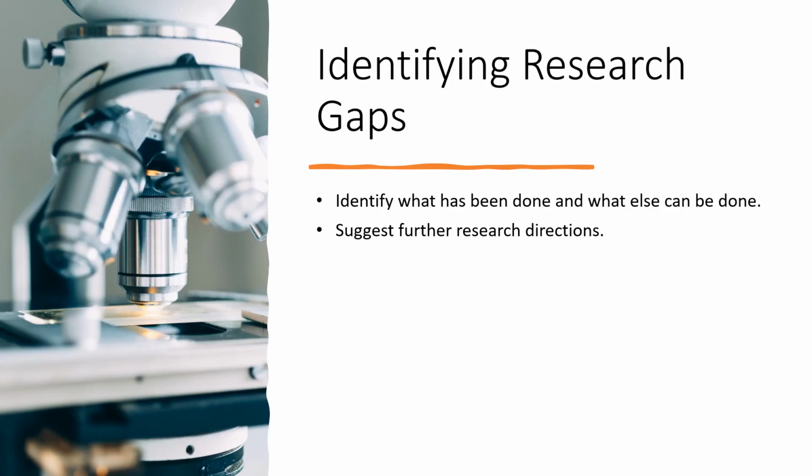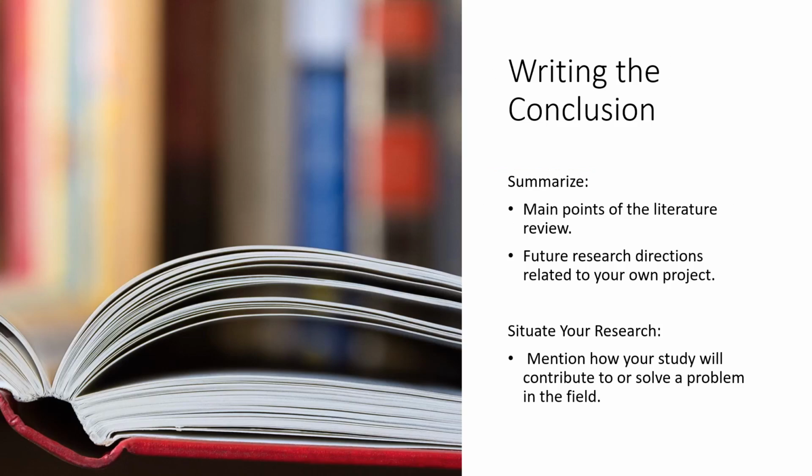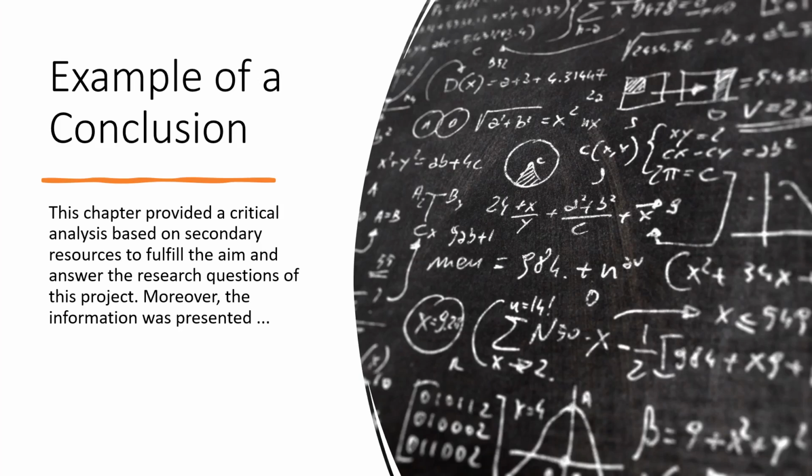The conclusion of your literature review should summarize the main points and future research directions related to your own project. Also, mention how your study will contribute to or solve a problem in the field. For example, this chapter provided a critical analysis based on secondary resources to fulfill the aim and answer the research questions of this project. Moreover, the information was presented.